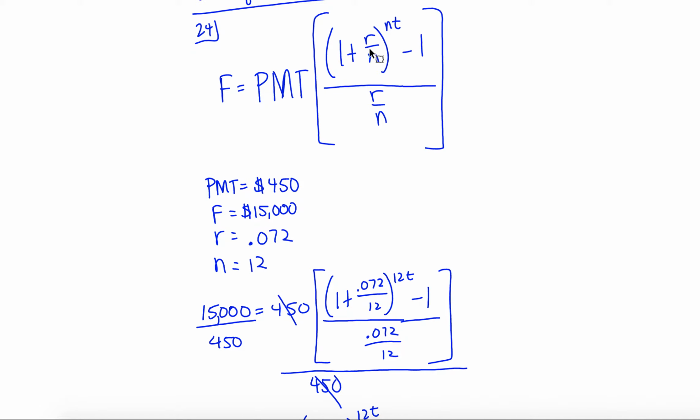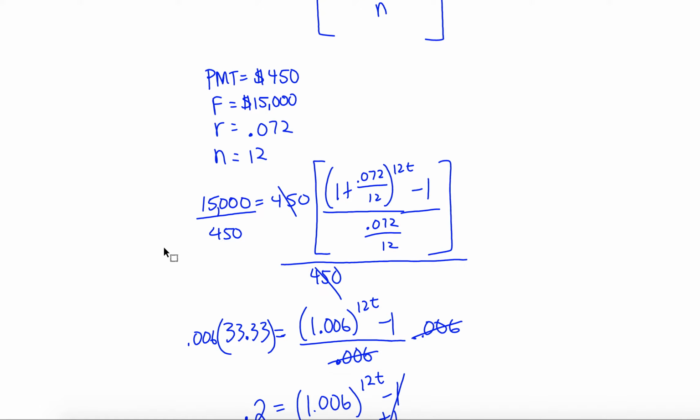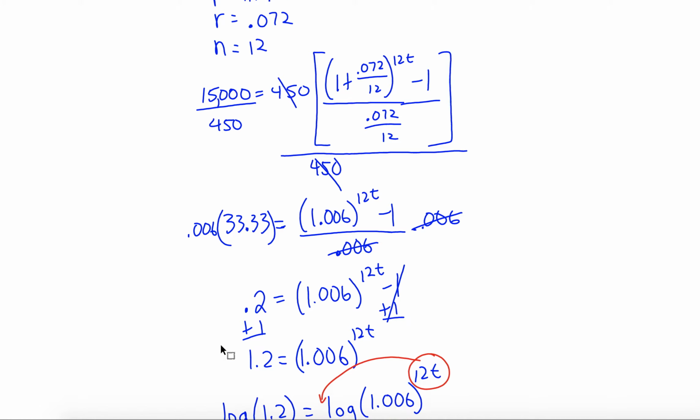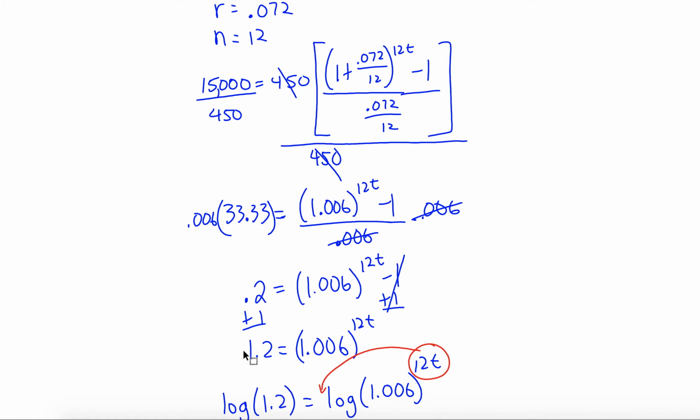Again, I know I'm using a savings plan, so I'm using this formula. And I put all my numbers in. I need to get rid of this 450 because it's kind of a pain, so I'll divide both sides by 450. And then this number down here, I can find out what that is, and it's kind of bothering me also, so I'm going to multiply both sides by it to get rid of it. And then this minus 1 is a bit of a problem, so I'm going to add 1 to both sides. And now I notice, oh, I have 1.2 and then this 1.006 raised to 12t.